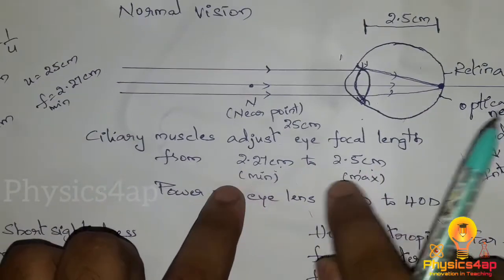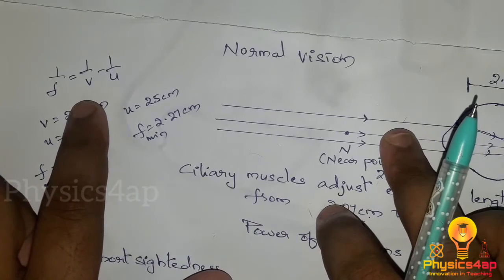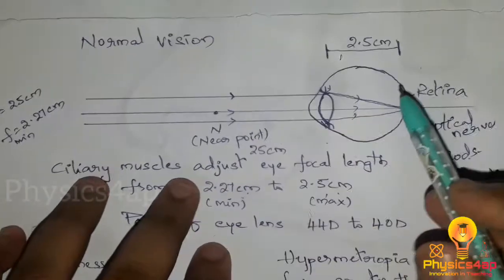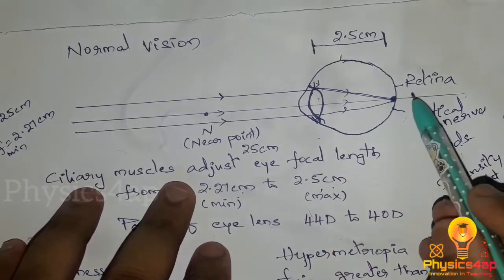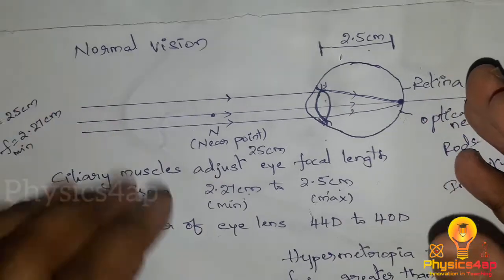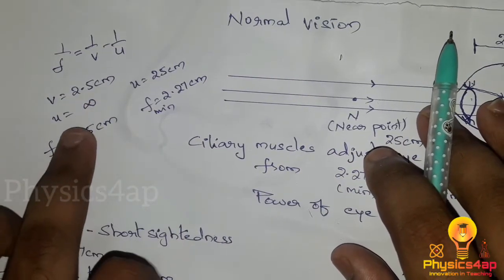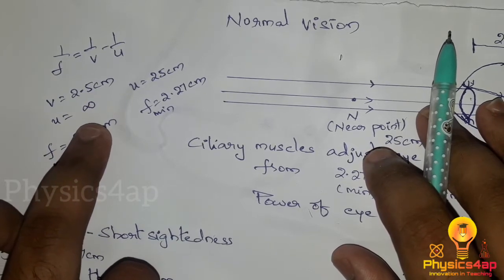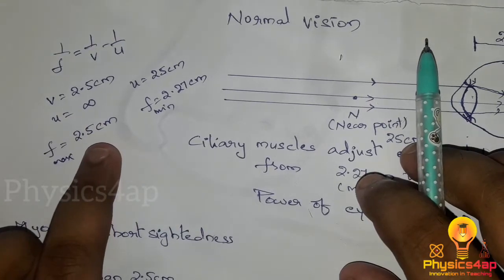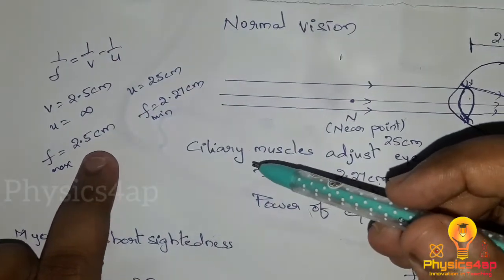So how can we calculate these values? As you can see, by using the lens formula, the image distance is 2.5 centimeters, that is the distance from the lens to the retina. It is exact, so there is no change over here. When the object is at infinity, that is, far away, we have the maximum focal length as 2.5 centimeters. When you substitute and calculate, you will get the answer.